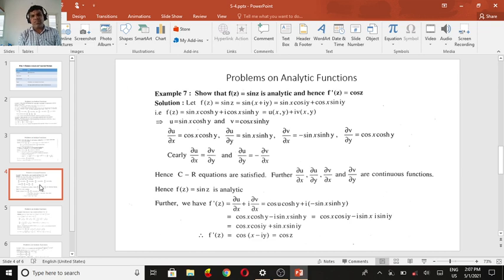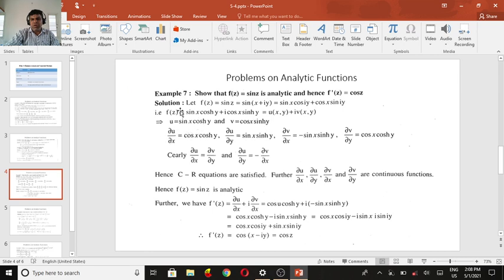Again we write sin(x + iy) = sin x cos(iy) + i cos x sin(iy), which is sin x cosh y + i cos x sinh y. Again we separate the real and imaginary parts, so we can write u(x,y) + i v(x,y), where u(x,y) is sin x cosh y and v(x,y) is cos x sinh y.